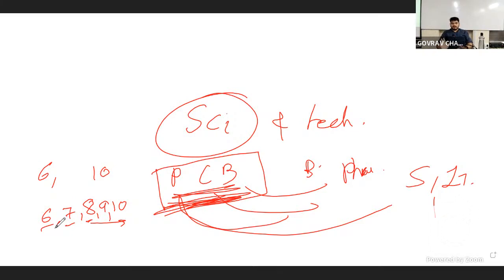So last would be 6th. You should not take 5th standard book. I will not accept that you are purchasing 6th standard book. And see guys, trust me.